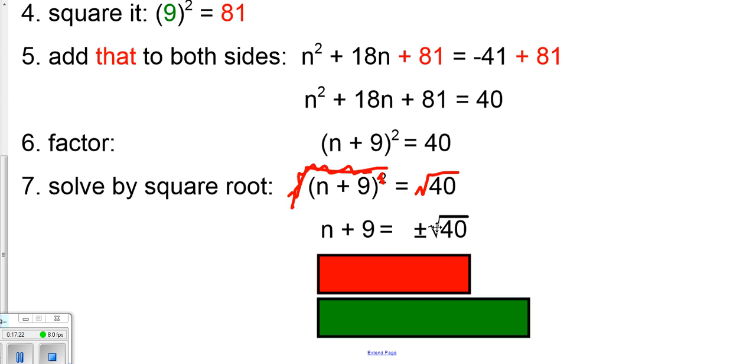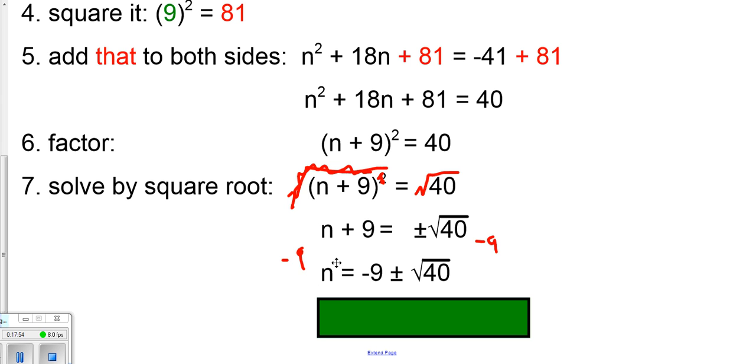Now at this point, don't solve that out as a decimal value. Keep it as the square root of 40 because we don't know exactly how big it is. If it came out to an exact number, like in our last one, where the square root of 25 was exactly 5, then we can do exact, but this one doesn't come out exact, so leave it like this for now. To get n alone, we have to subtract 9 from both sides. Minus 9 and minus 9. So we get n equals negative 9 plus or minus the square root of 40.